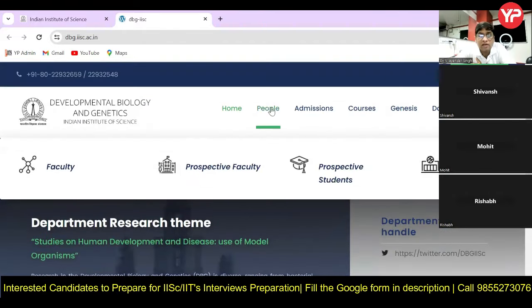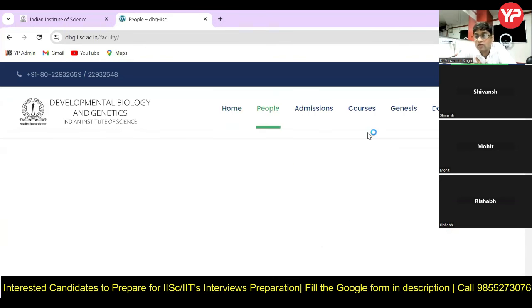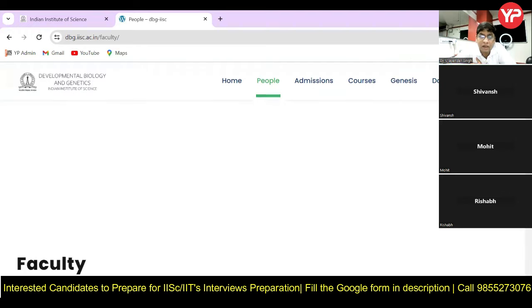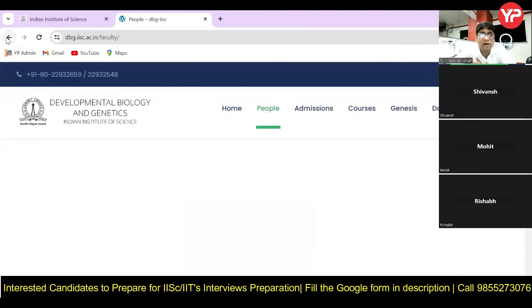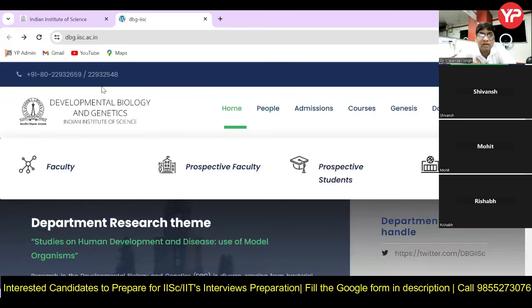Not only that, you will go to the people or faculty and see what the faculties are doing, in what domain they are doing research. The first question will be what you want to do and why you want to join this particular department. So on the basis of what research they are doing, you will be comfortable answering why you want to join that particular department.